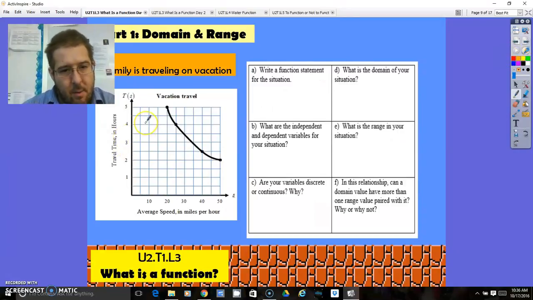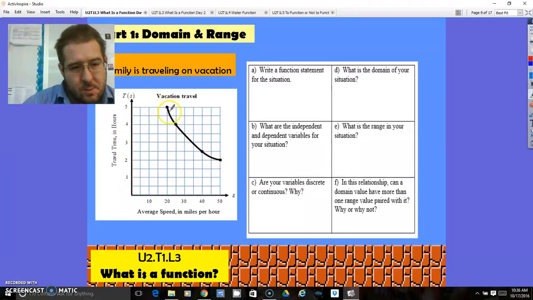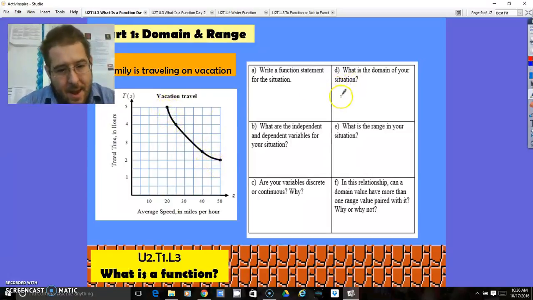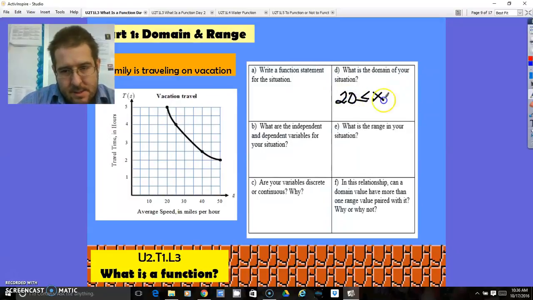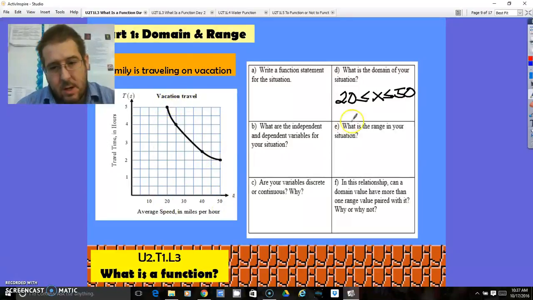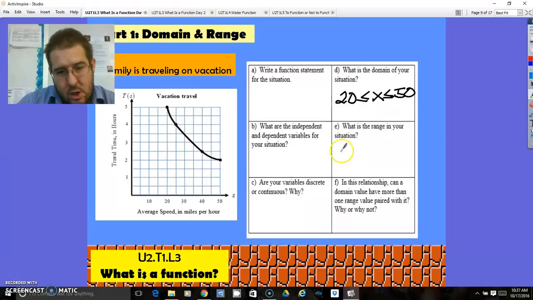All right, so now we got another one. I think I might have even deleted this one from your lesson, but it's the same kind of thing. It's a graph. It's got a domain of 20 through 50 because that's where the graph is. It starts at 20 and it ends at 50. If we're talking about range, it has a lowest point of 2 and a highest point of 5.